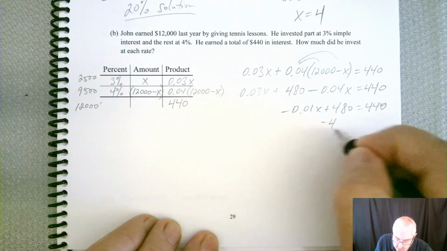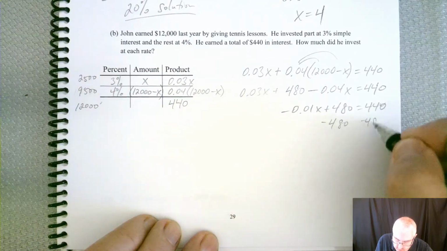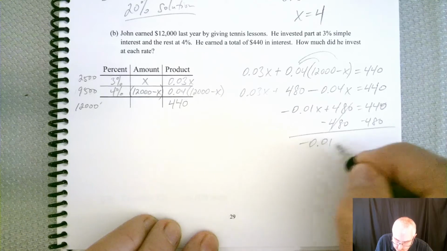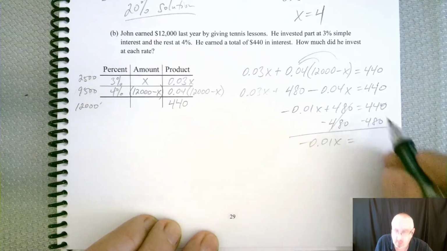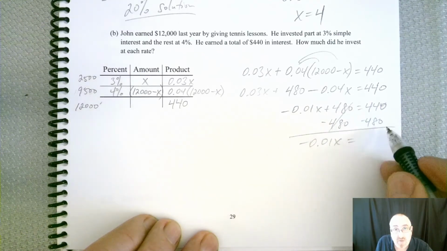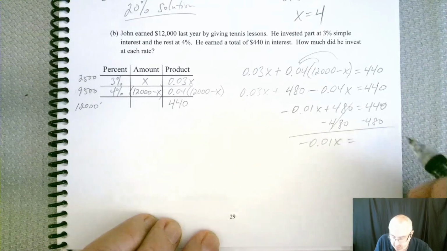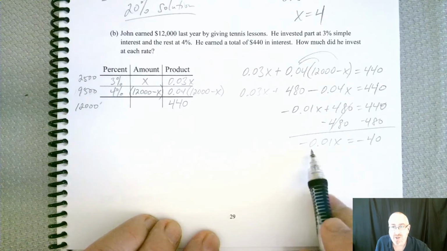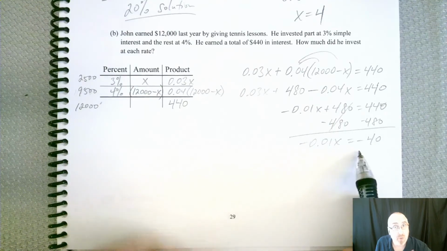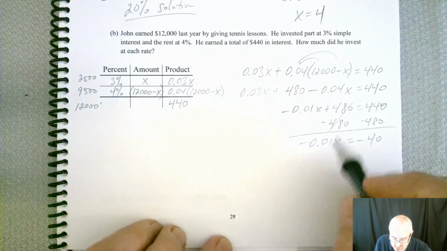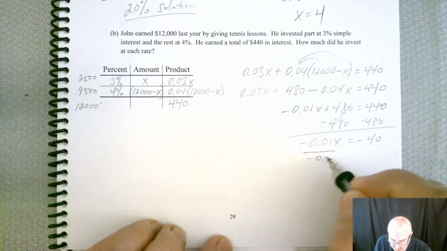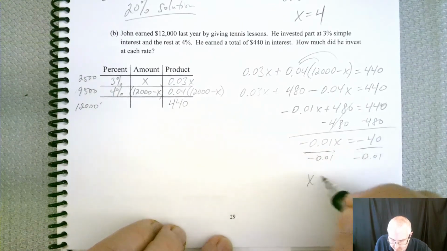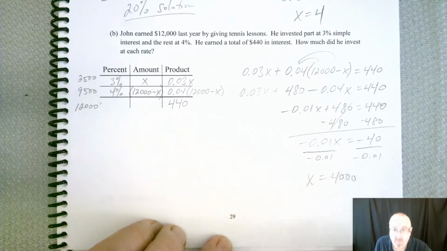So now we can lose the 480. So negative 0.01x equals 440 minus 480 is also going to be negative. So we're going to get a negative 40 on that. So you can see the two negatives are going to cancel out. We will end up with a positive answer. So let's divide by a negative 0.01. And so x equals 4,000.